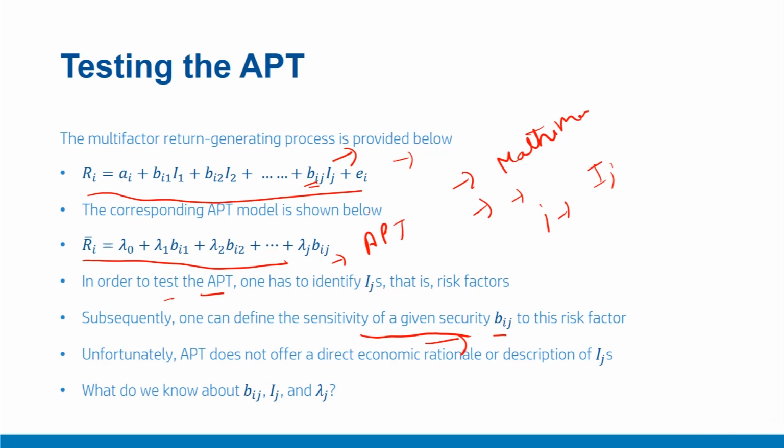However, APT does not offer any economic rationale for these Ijs. And therefore, in order to define the complete model, we need to understand what is Bij here, what is Ij, what is lambda j, and what are their roles in this return generating process and APT model.